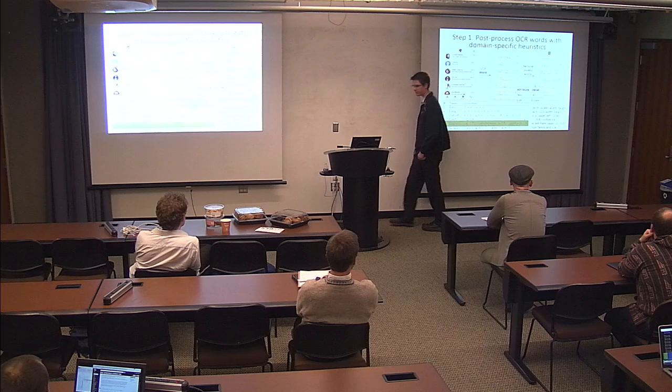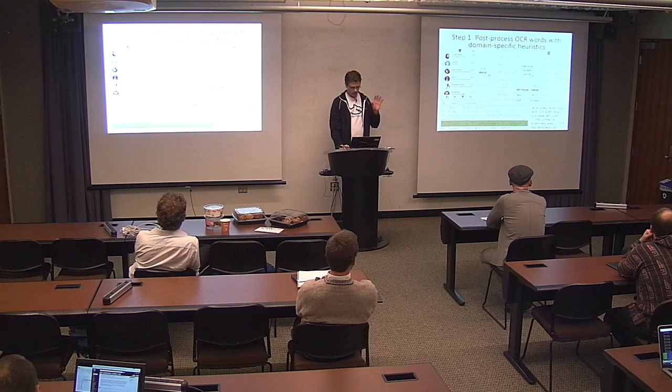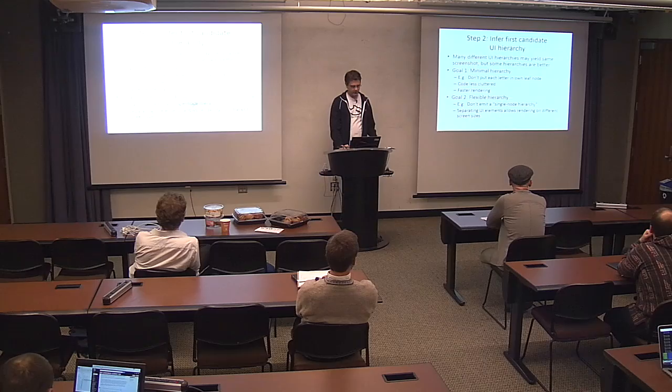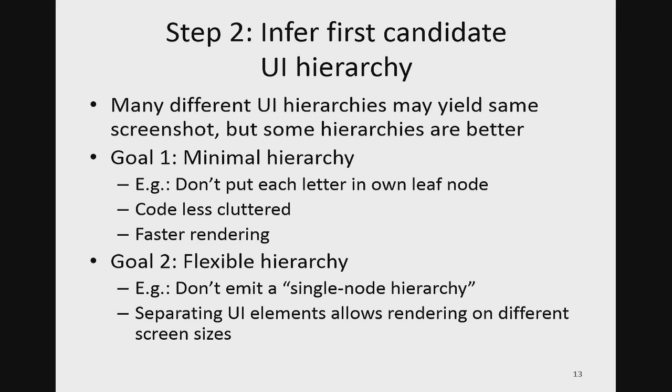Once we have an initial version of what the words are and what the context of the word is, we create a first shot at the UI hierarchy using computer vision. And there are competing goals here. On the one hand, you want the inferred hierarchy to be minimal, because a minimal hierarchy leads to less clutter. A small hierarchy means that the programmer only has to understand a limited number of levels and a limited number of nodes.